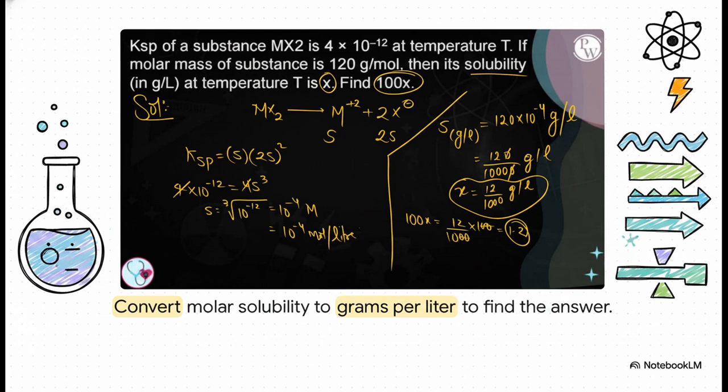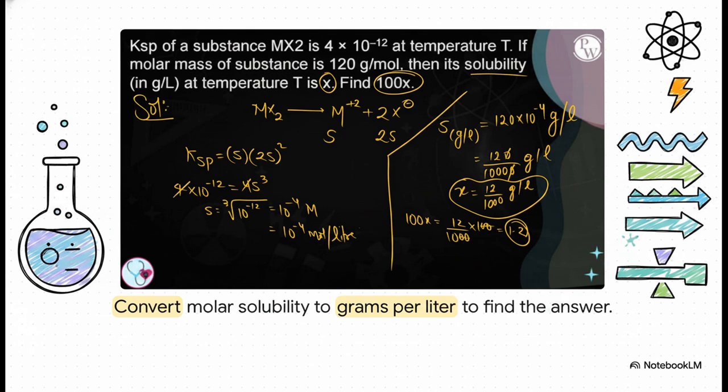So we carefully sub our ions into the Ksp formula. For MX2, it breaks apart into 1 M ion and 2 X ions, right? That makes our equation Ksp equals S times (2S) squared, which neatly simplifies down to 4S cubed. By isolating S, we find the solubility is 10 to the negative 4 moles per liter.